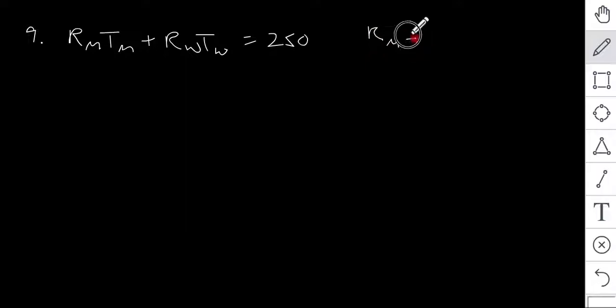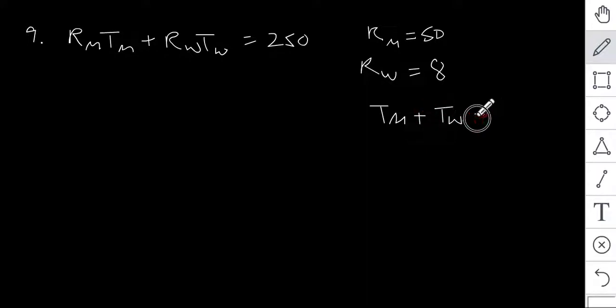Rm, they tell us, is 50. Rw, they tell us, is 80. And then they give us this one. This is going to stand for t, time, and another time equals 5. One of these variables is going to need to stay in the equation. You have to have one variable in. So I'm going to choose he gets to stay in the equation. So I'm going to solve this one for t sub m, and I get 5 minus t sub w.